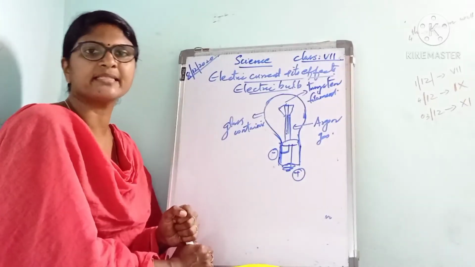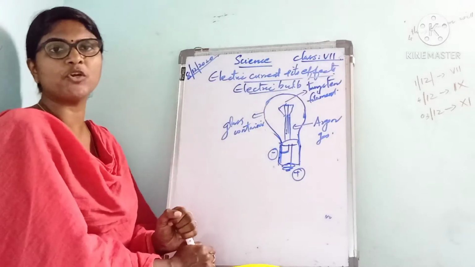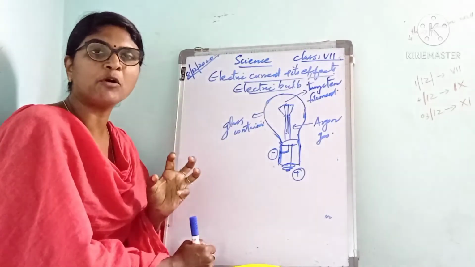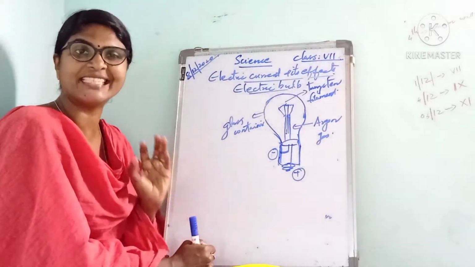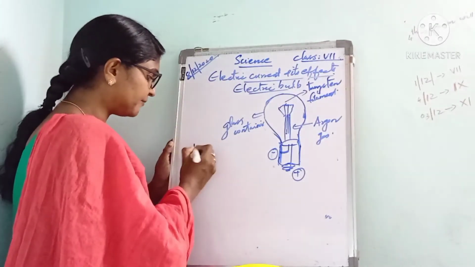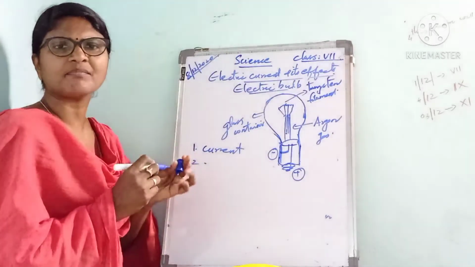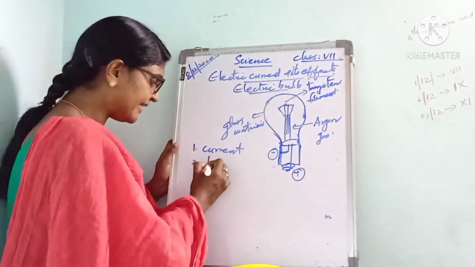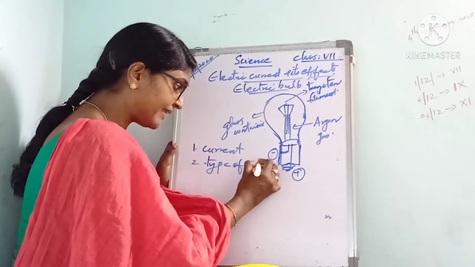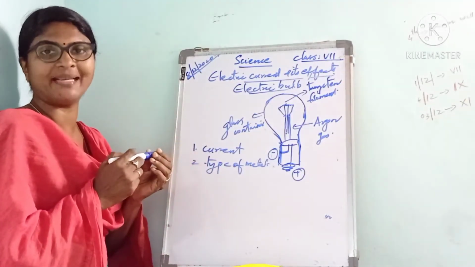The amount of heat energy generated by a metallic conductor actually depends on the strength of current. First, the strength of current. Then the type of material, the type of metal. Different types of metals are there: copper, aluminium, silver. These are the different types of metals.